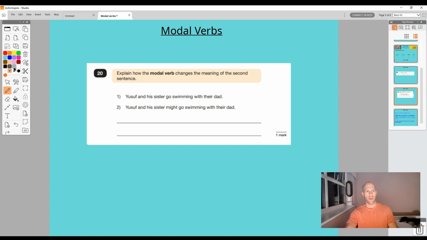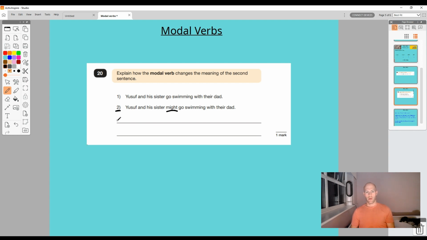A more difficult one now, and this one has tripped people up, but there's another tip I can give you within this. Question 20 says, explain how the modal verb changes the meaning of the second sentence. Sentence 1 says, Yusuf and his sister go swimming with their dad. Sentence 2 says, Yusuf and his sister might go swimming with their dad. The difficulty with this is you have to be really specific, and you actually need to reference one of the two sentences in your answer, and I'll show you what I mean.